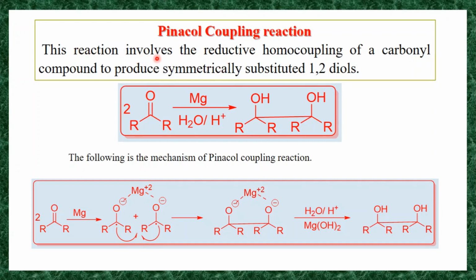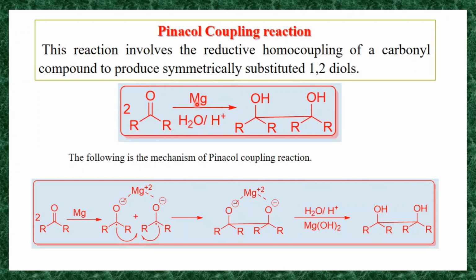This reaction involves the reductive homocoupling of carbonyl compounds to produce symmetrically substituted 1,2-diols. That reaction is called Pinacol coupling. So this is the general reaction. This is your carbonyl compound. When this carbonyl compound is treated with magnesium in the presence of H+ and water, you will get this 1,2-diol.